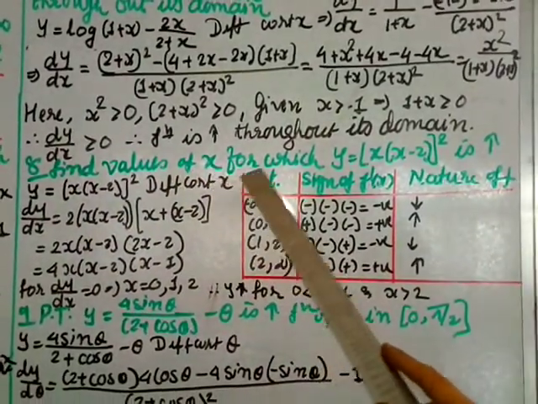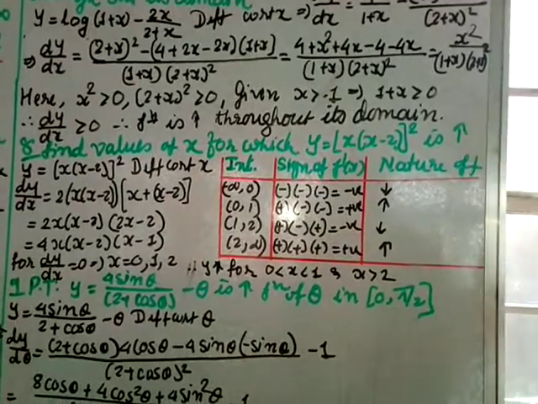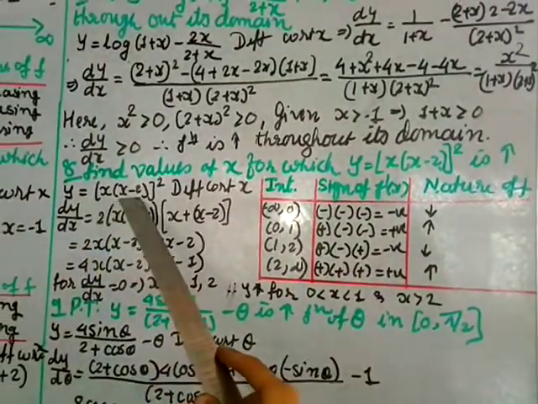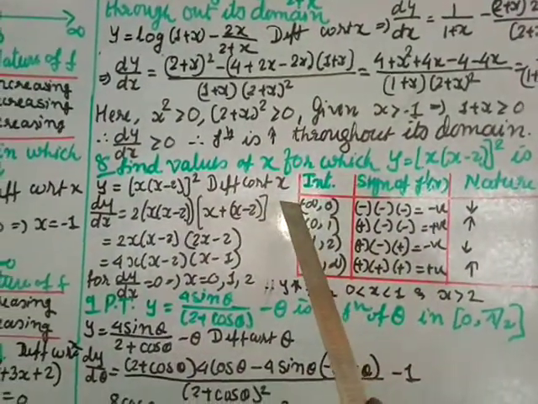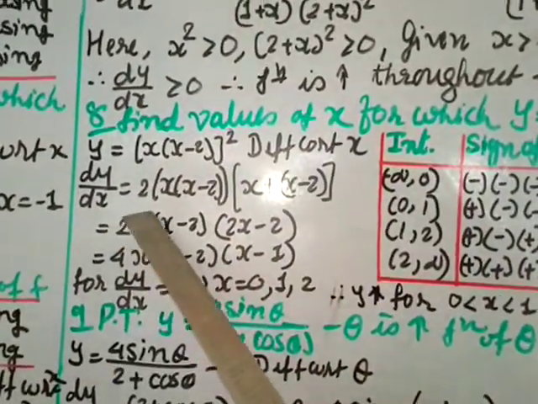Find the value of x for which y equals x times (x minus 2) whole square is an increasing function. So I will take y equal to this and differentiate with respect to x. First I am doing the derivative of x square, this power, so it is 2x times (x minus 2).